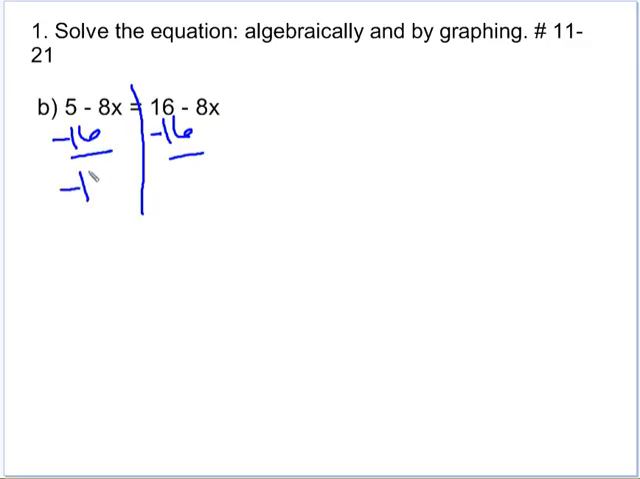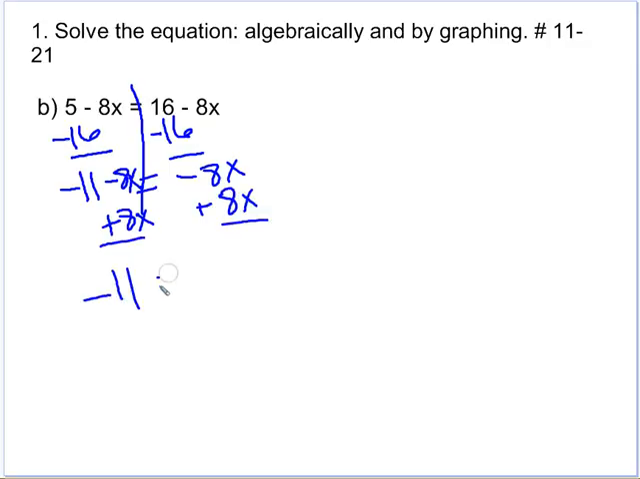Negative 11 minus 8x equals negative 8x. So let's add 8x to both sides. So I get negative 11 equals minus 8x plus 8x is a 0. So negative 11 equals 0.